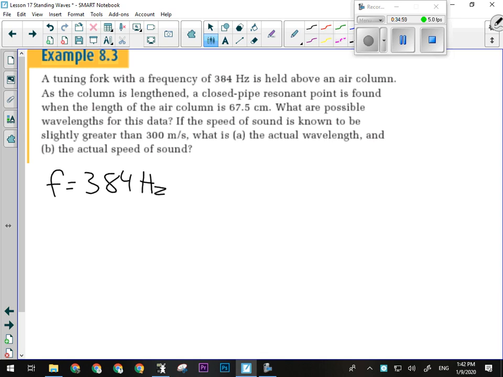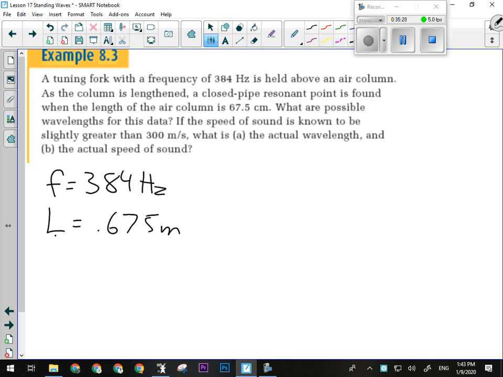Okay, and it's held above an air column just like I did a minute ago here. As the column is lengthened, closed pipe resonant points are found when the air column is 67.5 centimeters. All right, so they're telling me the length of the tube is 0.675 meters. What are the possible wavelengths for this data? And if the speed of sound is greater than 300, what's the actual wavelength and actual speed of sound?